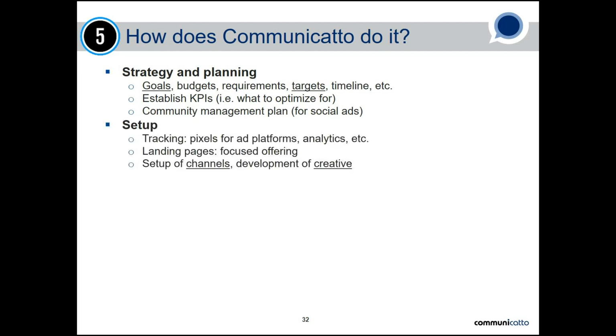When we get into the setup, we alluded to this before, UTM codes. This deals with things like tracking. Each ad platform has their own way of tracking what happens after you leave the ad platform, and this is done through things that are called pixels. So we are embedding these pixels on different web pages and landing pages. We're making sure analytics platforms are all set up properly and hooked up and tested. If we're doing landing pages, we're developing those at this point, and we're setting up the different channels. We're developing our creative at this point. We're getting ready, right? All the setup here is mapped back to the strategy and the planning.